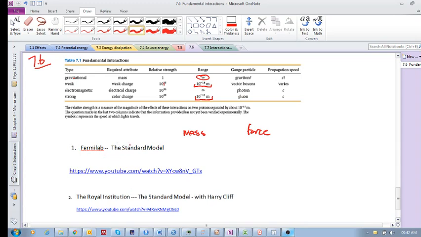Fermilab, the standard model: you can click on this, and look at multiple videos on this to try to get an understanding of what a gauge particle is, what fermions are, what bosons are. And then you'll begin to understand more about what we're talking about when we talk about gauge particles. So I'm just going to repeat, please try to look at these two and more so that you can understand what we're talking about over here.